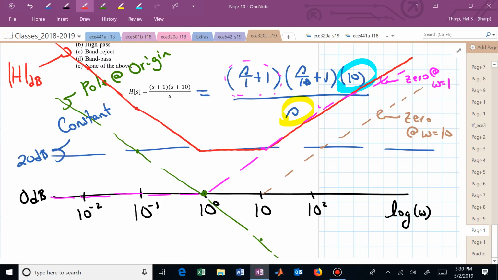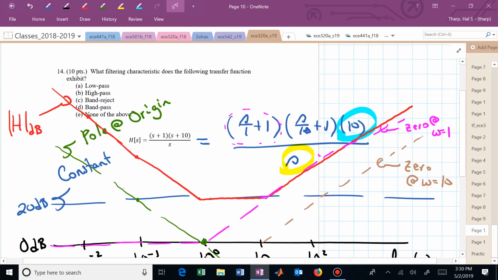And what would you answer based on this shape of the red magnitude curve? This is a band reject, isn't it? It's not favoring a certain band, it's rejecting a particular band. So now you could say, oh, that's C, and that's a band reject.